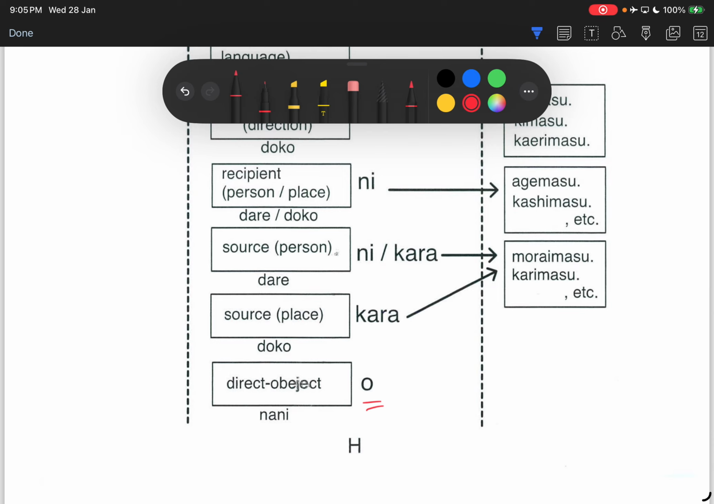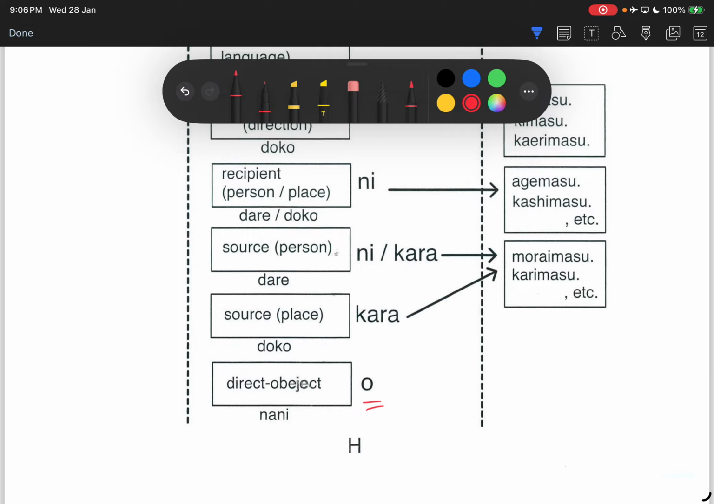So for example, asagohan o tabemasu. We don't say asagohan e tabemasu, because e is directional. We don't use it for words like tabemasu. Tabemasu has no direction, so we can only use o. Okay, so direct object o.